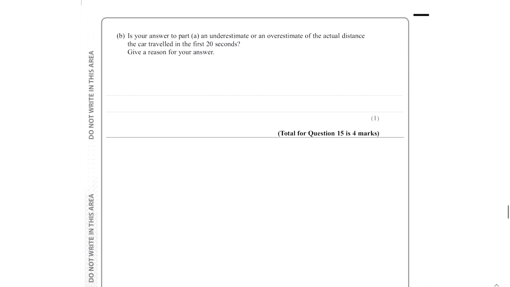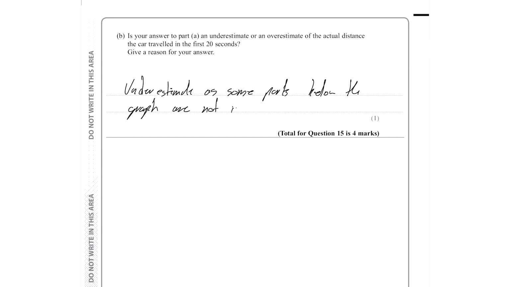So let me just zoom back out and go back to this question. Here you would start by saying it's an underestimate as some parts below the graph are not included.